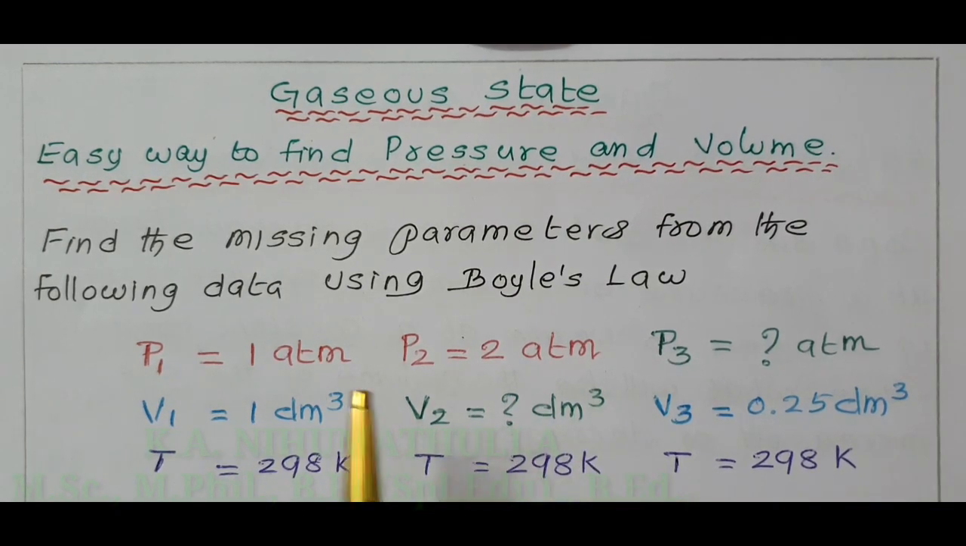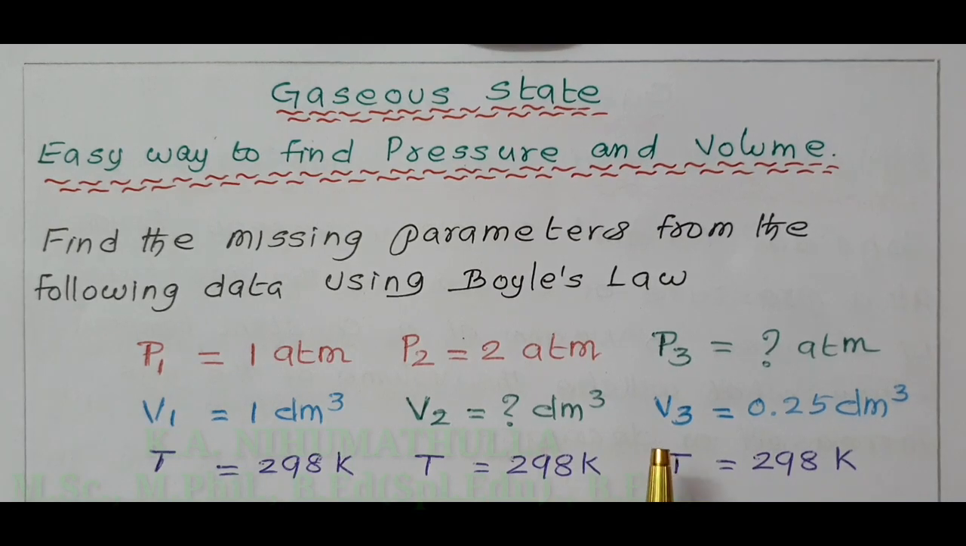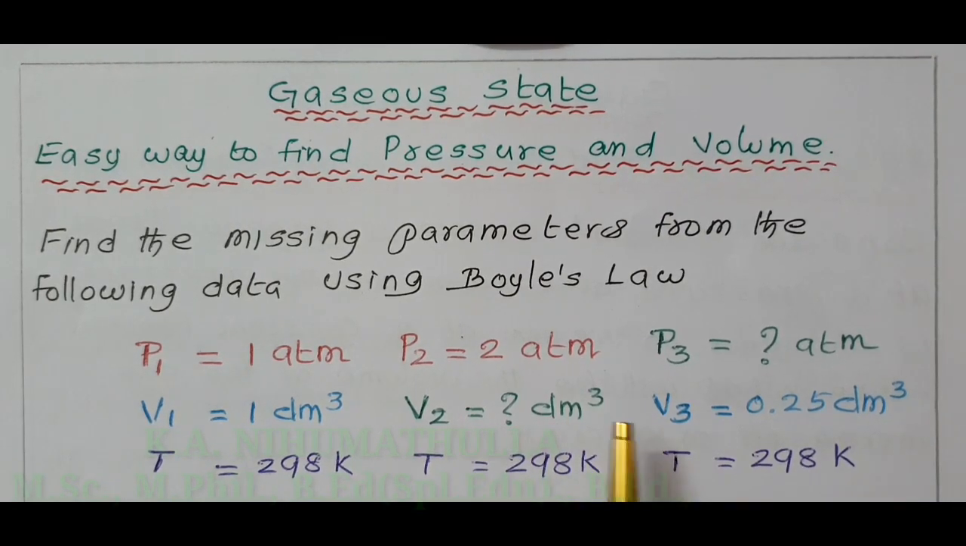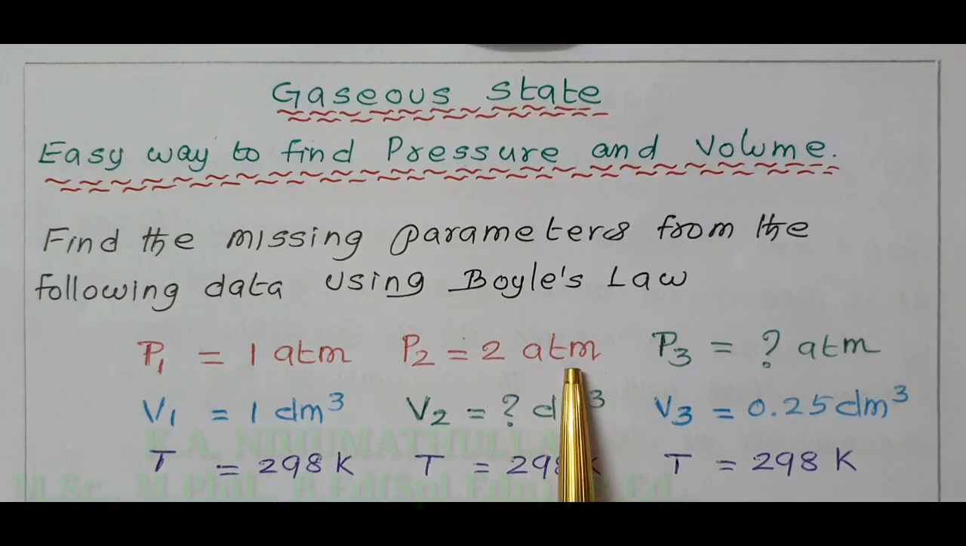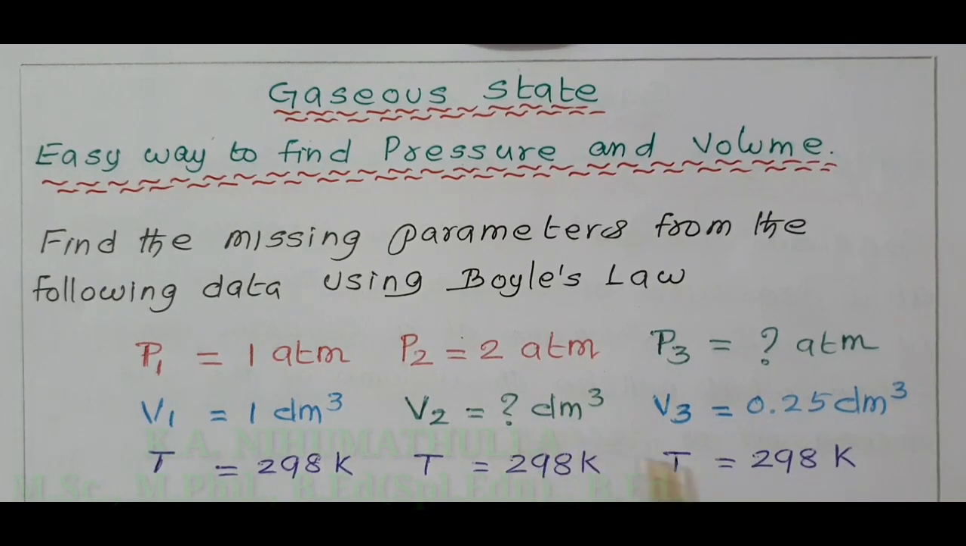Remember always the unit of pressure, volume and temperature. Unit of pressure, atmospheric pressure, ATM. Volume, decimeter cube. 1 decimeter cube equal to 1 liter. If any value is given in decimeter cube, it is nothing but volume. If any value is given in ATM, it is nothing but pressure. So, using this data, now we are going to calculate the pressure and volume.